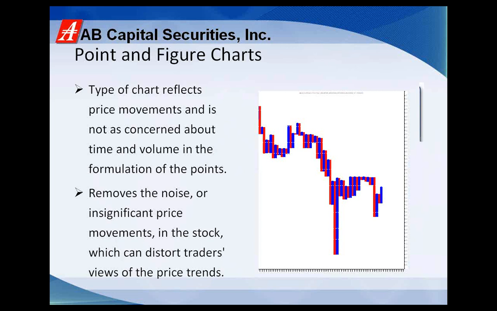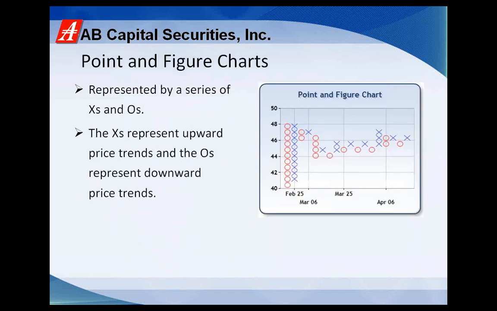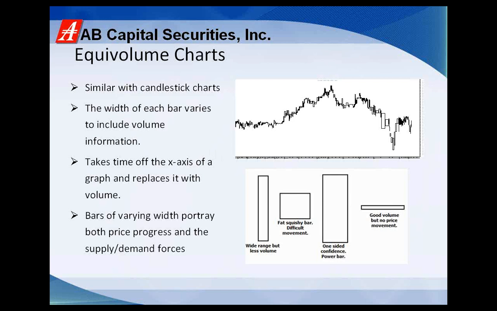And point and figure charts are represented by a series of X's and O's. So the X's would represent an upward price movement, while the O's would represent a decline. So normally if you have a series of, let's say, three consecutive X's, it would show a bullish market, while a series of three consecutive O's would represent a downward moving market. The next type of chart is an equivolume chart.